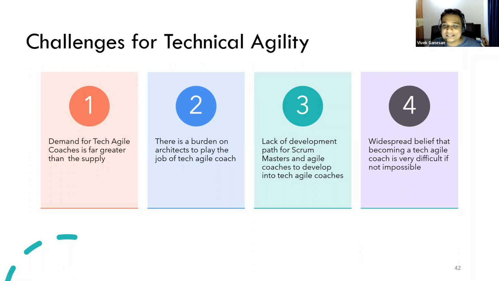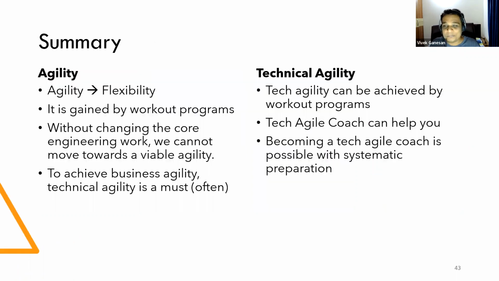So this is where it ends. And I wanted to do a summary of what I just spoke so far. I spoke about two topics predominantly: agility and technical agility. For me, agility is nothing but flexibility. It is gained by doing workout programs, both personal agility as a sportsman and also organizational agility. And also, without changing the core engineering work, we cannot move towards a viable business agility. That's something that we spoke about. And to achieve business agility, technical agility is a must more often than not.